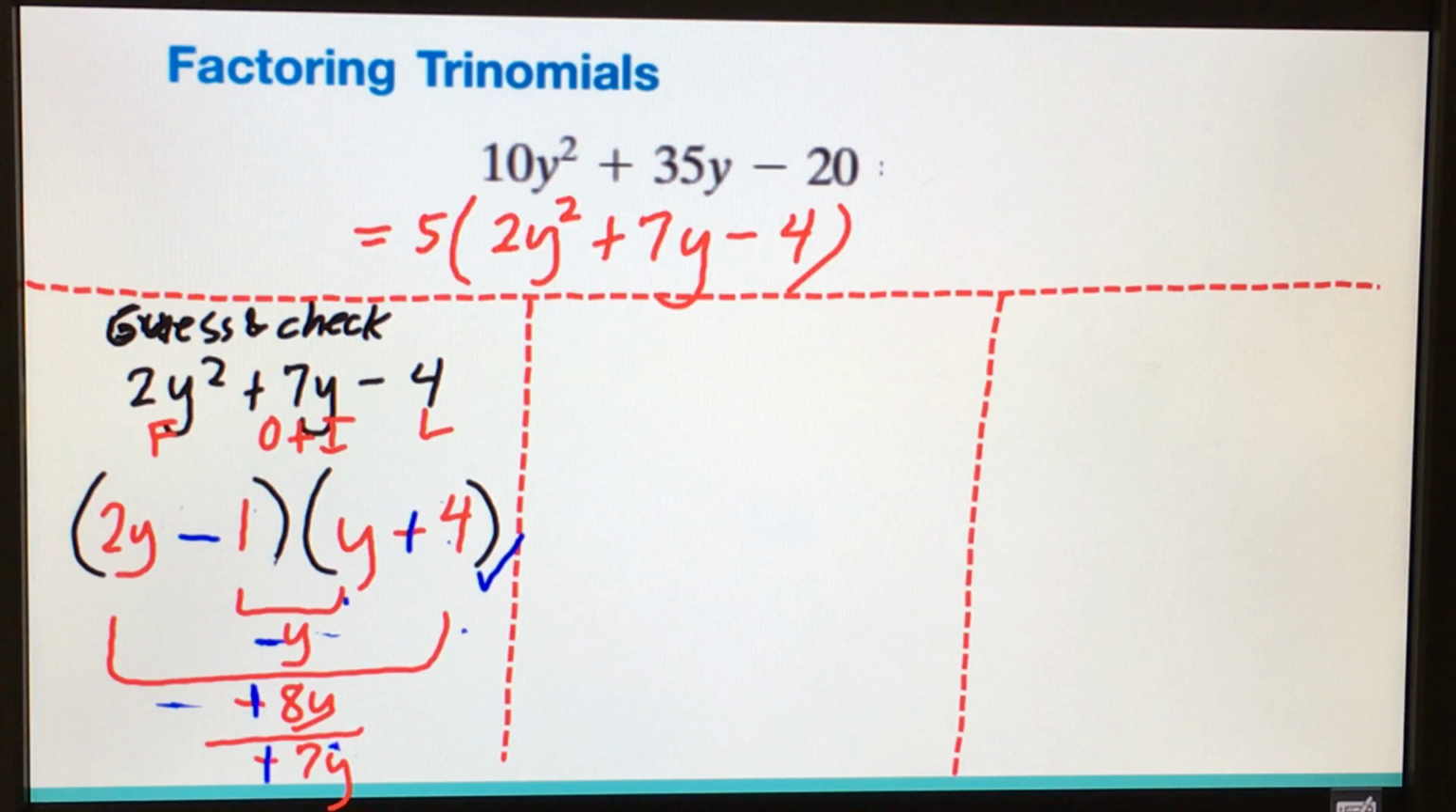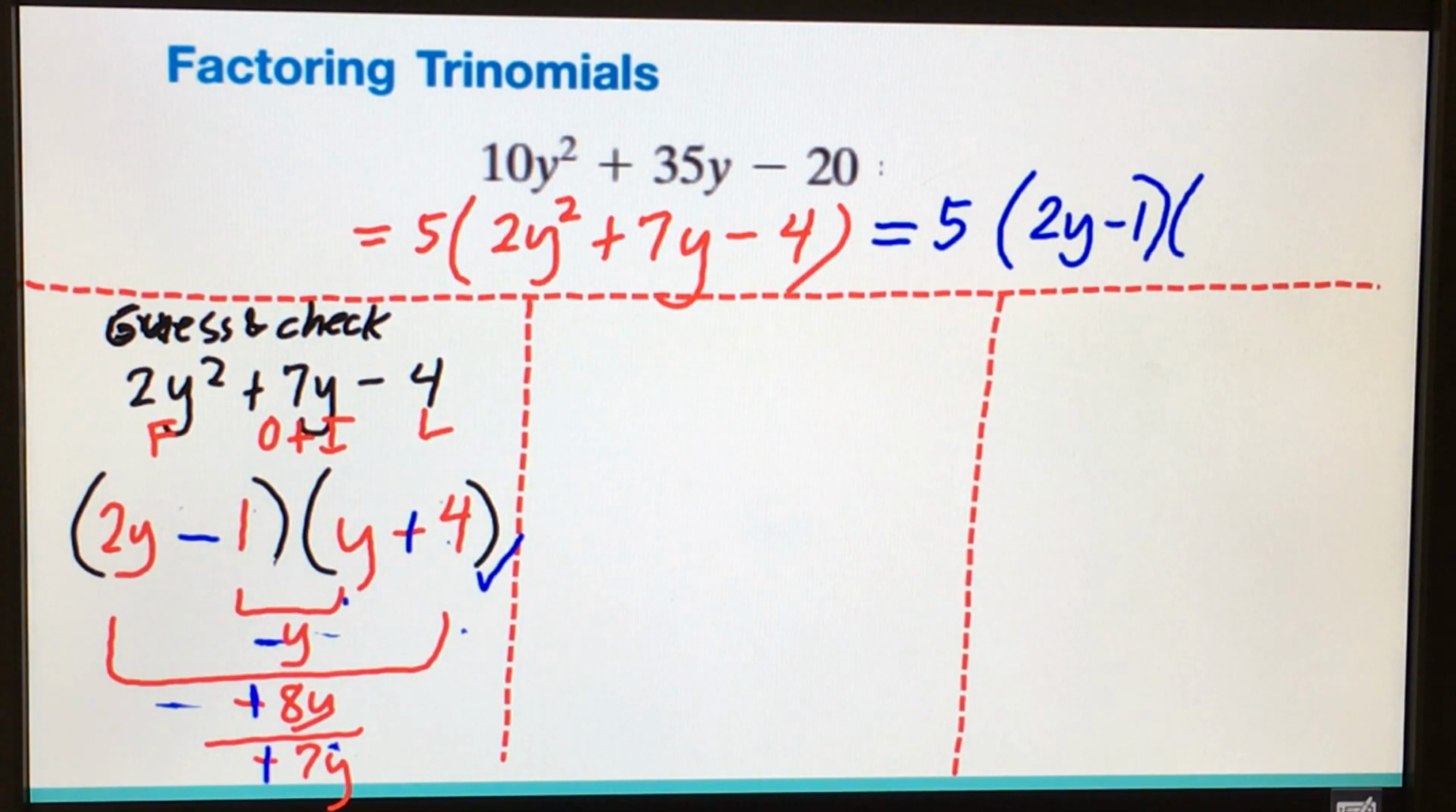So we now have factored the trinomial. I'm going to now supply our answer over here. The 5 stays there, and the polynomial will be factored completely as 5 times (2y minus 1) times (y plus 4).